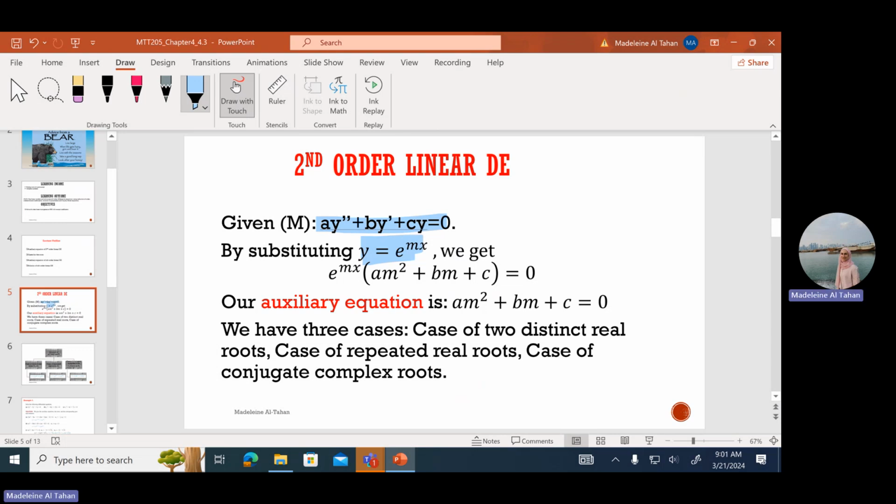We will substitute y equals e^(mx). We'll get e power mx times this expression equal to 0. Could e power mx be 0? Could an exponential be 0? No. So what's this expression that equals 0? am squared plus bm plus c equals 0. And this one, what do we call it? The auxiliary equation.